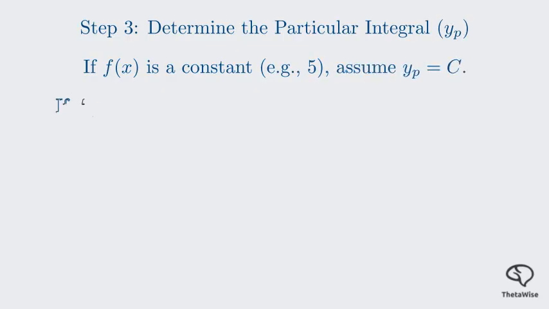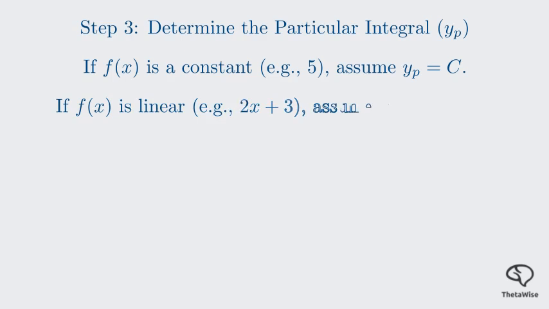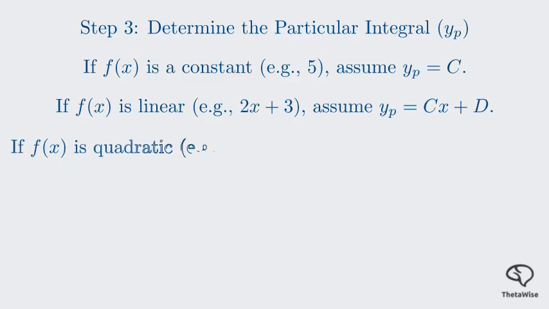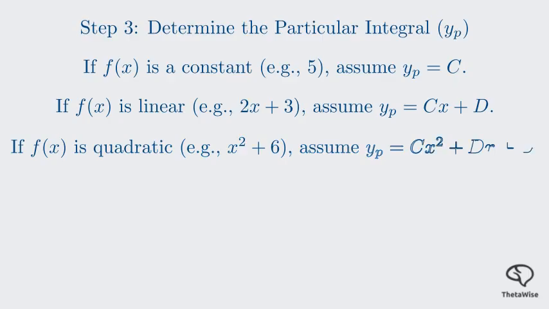If f(x) is a linear polynomial like 2x + 3, we assume y_p is a general linear polynomial, cx + d. Notice we include the constant term d even if f(x) only has an x term. Similarly, if f(x) is a quadratic polynomial, we assume y_p is a general quadratic polynomial, cx² + dx + e. Again, we include all terms from the constant up to the highest power, x².